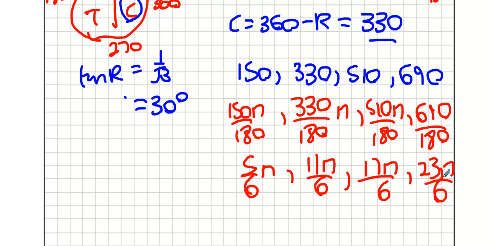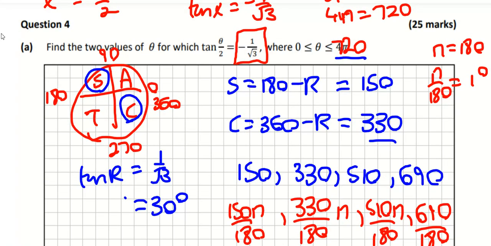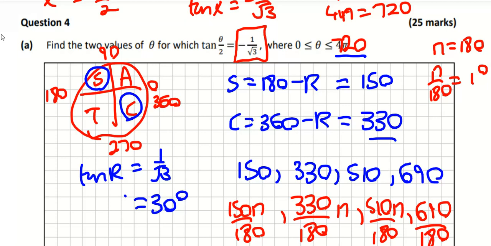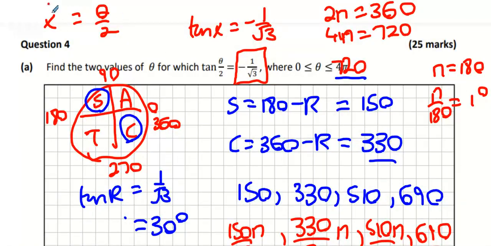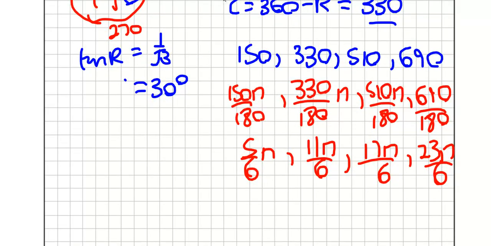There's my answers. Once again, just going to check them. It's asked me for the 2 values. This makes things even worse. See, these are the answers for x, and I don't want the answers for x. I want the answers for theta over 2. So this is going to be fun.